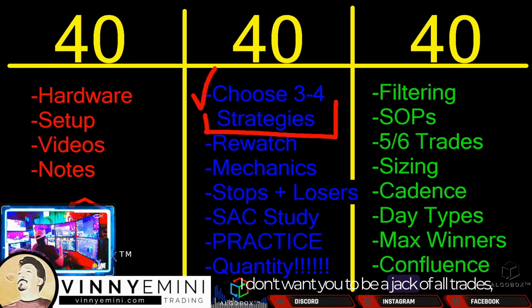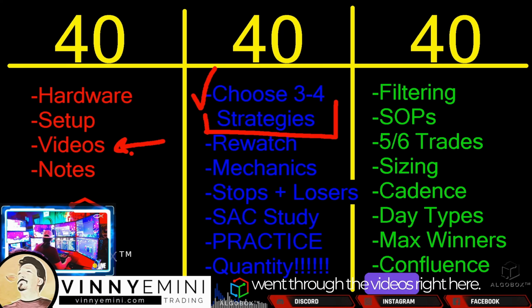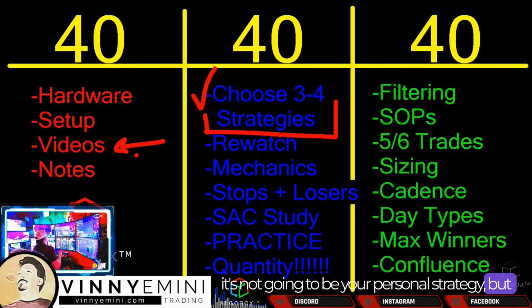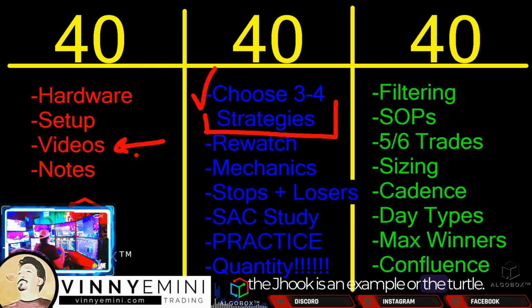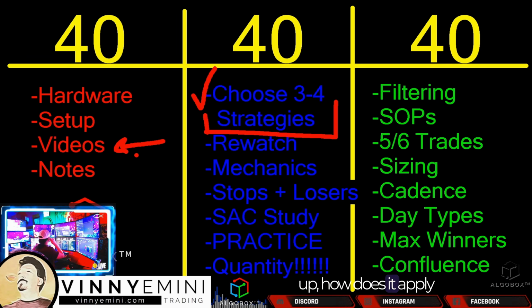I don't want you to be a jack of all trades, although I do want you to learn all of our strategies, which you did as you went through the videos right here. You know, if I talk to you about maybe it's not going to be your personal strategy, but the J hook is an example, or the turtle. You need to know if a turtle or a J hook shows up, how does it apply to your 3 or 4 strategies? Are those other strategies in confluence with your setup right now, or are they going against it? So you should still know generally about them, but your specific 3 or 4 right here, you need to master these. Know every single thing about them.